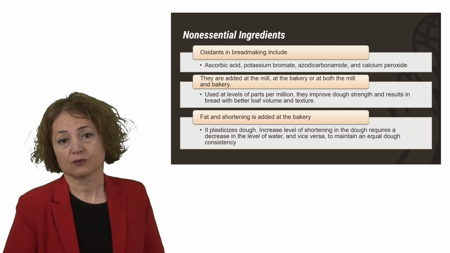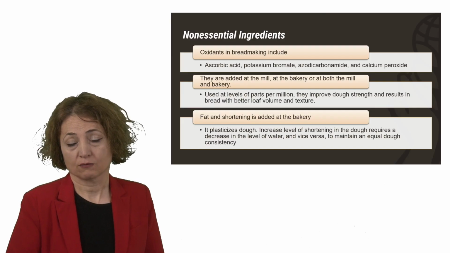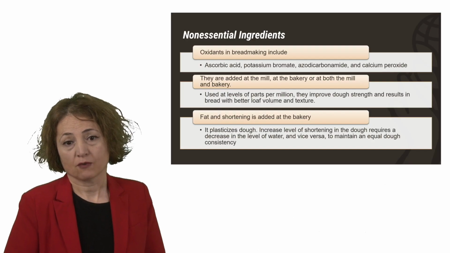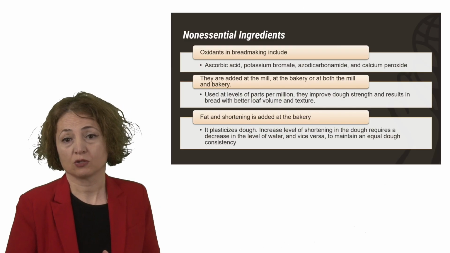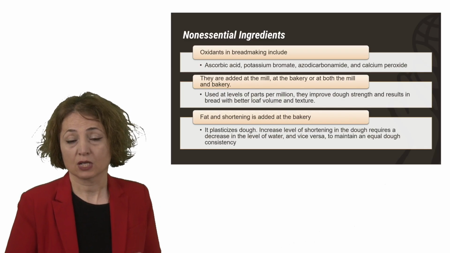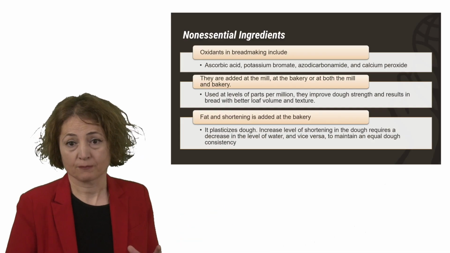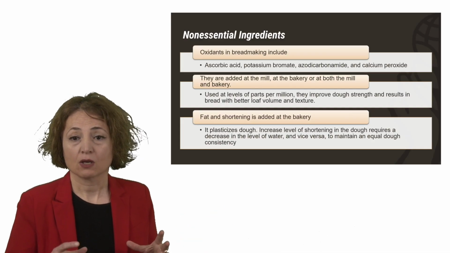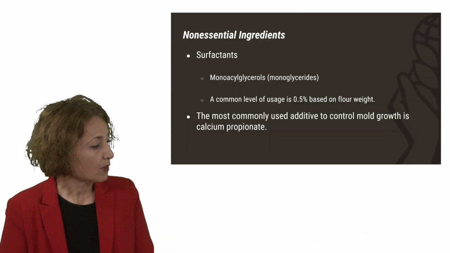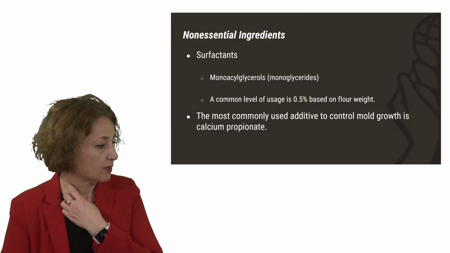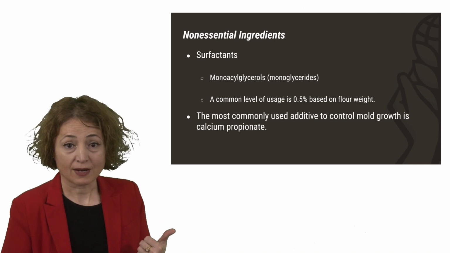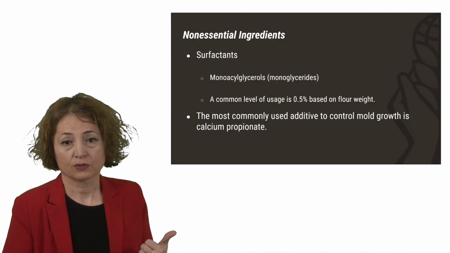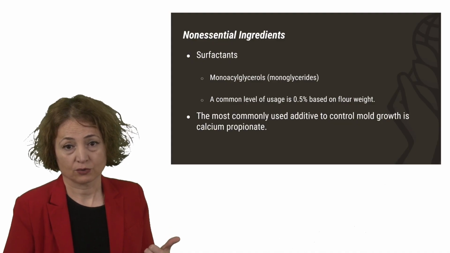Another group of ingredients is fat and shortening. We are always adding fat and shortening in the bakery. They have a plasticizing effect on the dough. An increased level of shortening in dough requires a decrease in the level of water and vice versa, so that we can maintain equal dough consistency. Additional non-essential ingredients are surfactants. The most common one is monoacylglycerols or monoglycerides, and a common level of usage is 0.5% based on the flour weight.